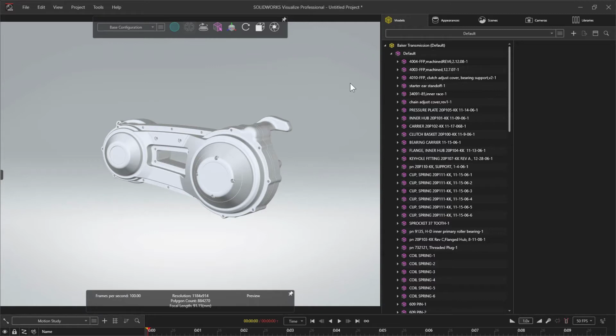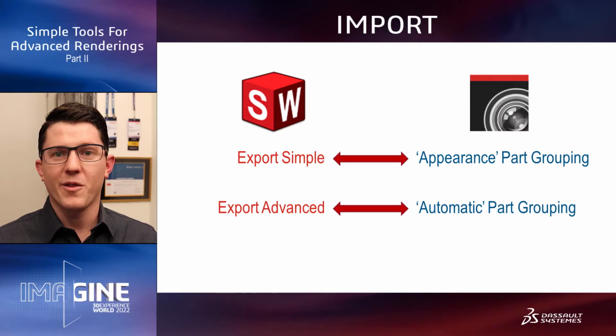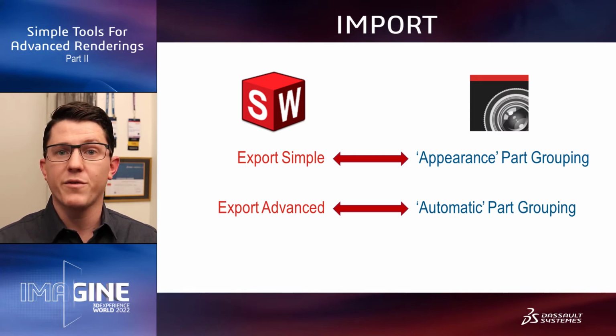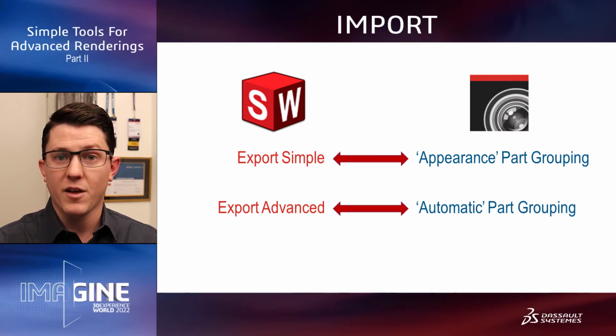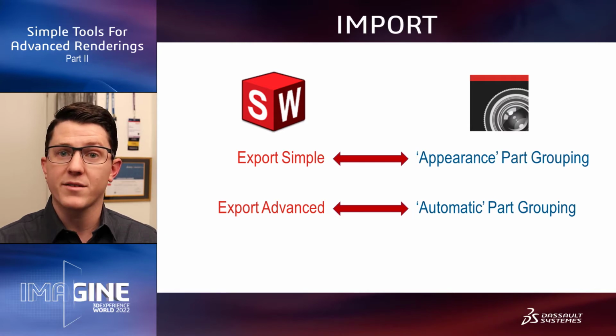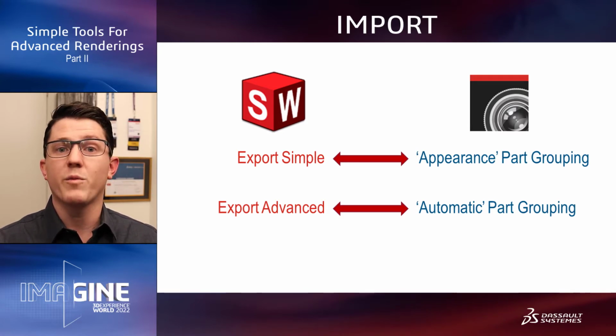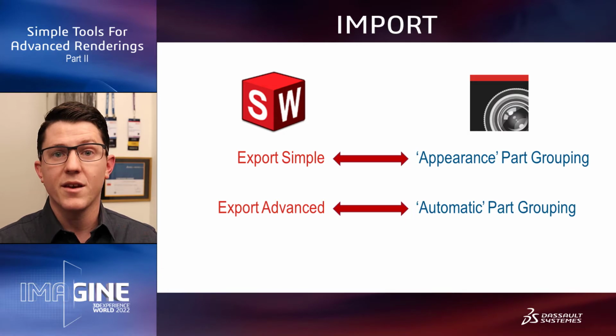Let's take a look back at our next steps. Let's do a quick recap of these import methods, and I promise the conversation will be over. In SOLIDWORKS with the add-in, we can export simple. That is equivalent to when we're in Visualize and we open a file and choose the appearance part grouping mode. In the SOLIDWORKS add-in, if we were to export advanced, that is equivalent to when we open a SOLIDWORKS file in Visualize and we use the automatic part grouping. Awesome. With that set, we can now talk about appearances.